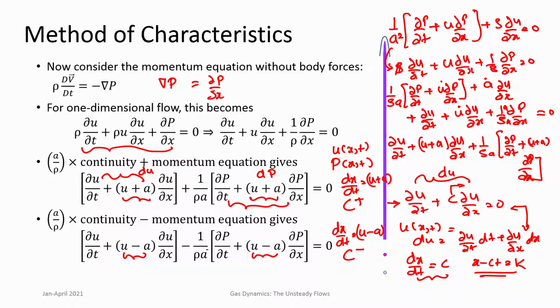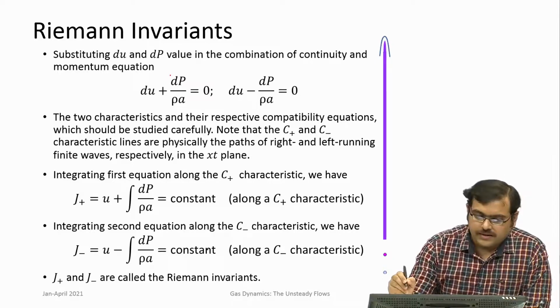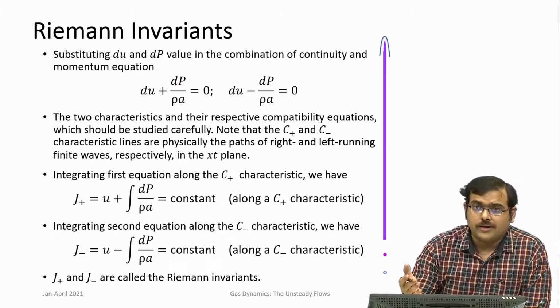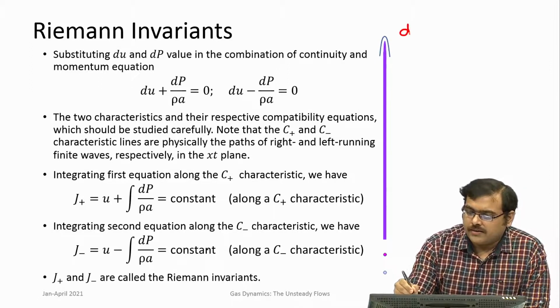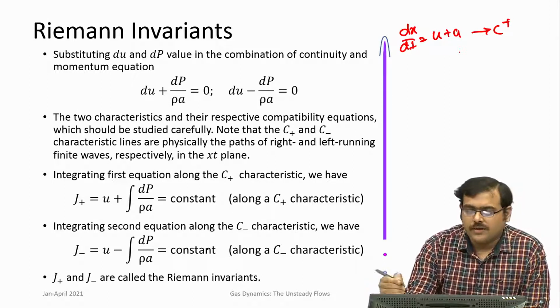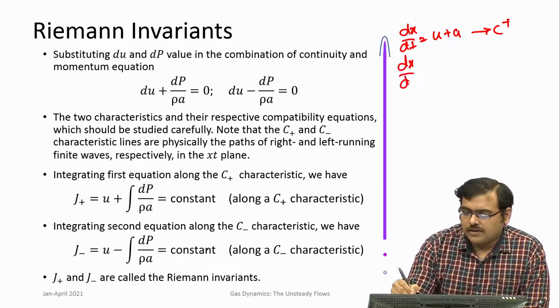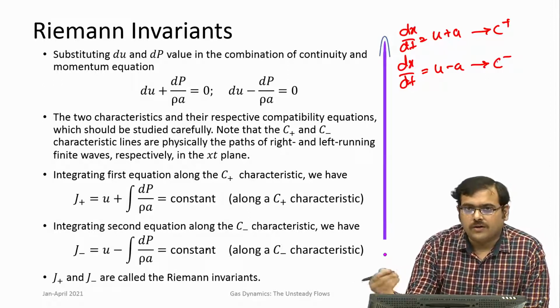That is the way it is represented. So if you do make those changes, then you get two equations. These equations are called the compatibility equations. Now, by going along certain lines or certain curves in space which are related by dx by dt equal to u plus a, this belongs to one set of characteristics which we call C plus, and the other one is dx by dt equal to u minus a, another set of characteristics which we call C minus.